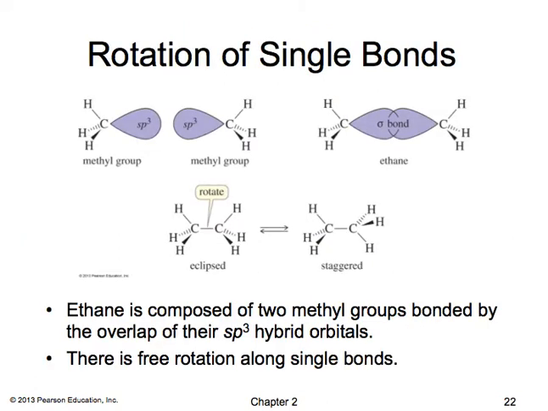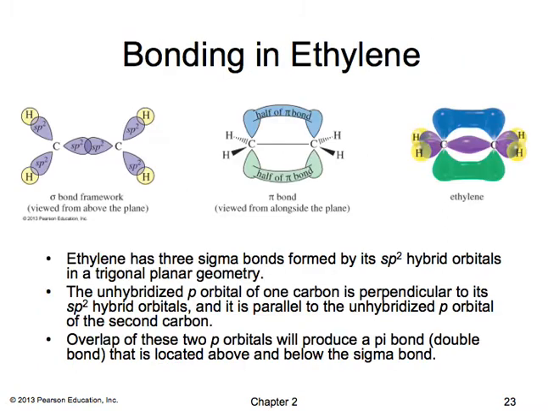So when you have sp3s interacting with one another as a sigma bond, you have two carbons, two methyl groups, to form ethane. These will form a sigma bond across, and this can rotate across that single bond. So you can be eclipsed or staggered. So ethane is composed of two methyl groups bonded by this overlap of sp3 hybrid orbitals, and there is free rotation along the single bond.